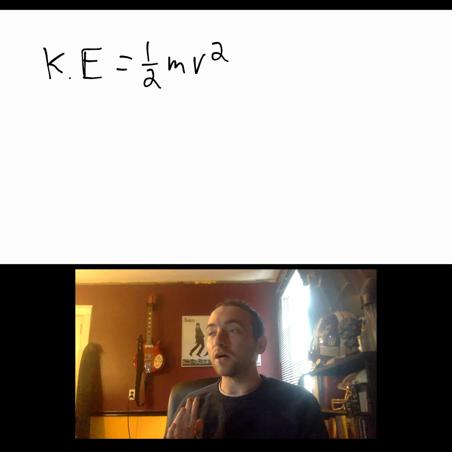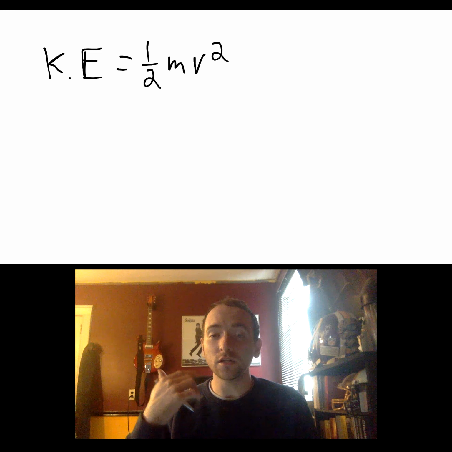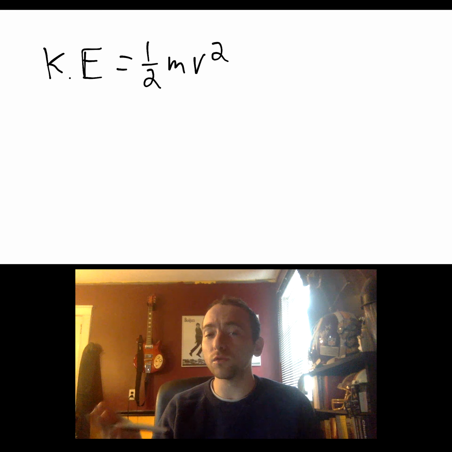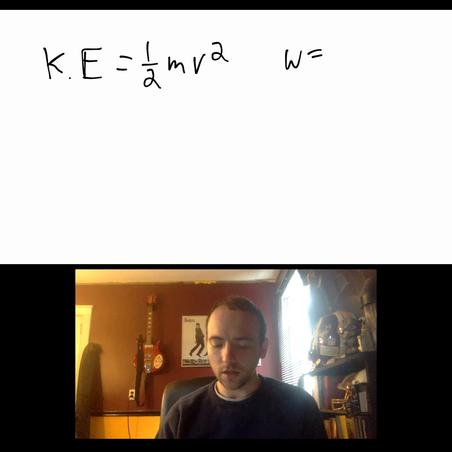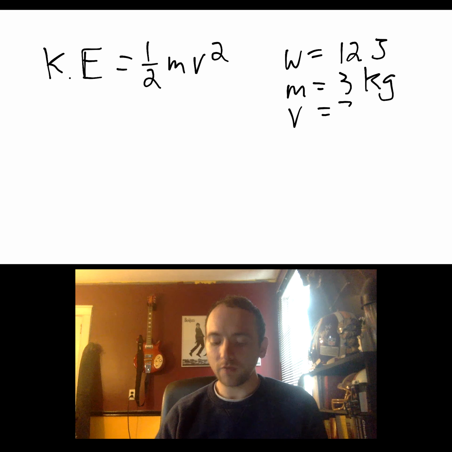A child pushes their 3 kilogram toy, and they're putting 12 joules of work into pushing this toy, and we want to know how fast it is after they've put in that work. All right. And so we know the work is 12 joules. We know the mass is going to be 3 kilograms. How fast is it going?